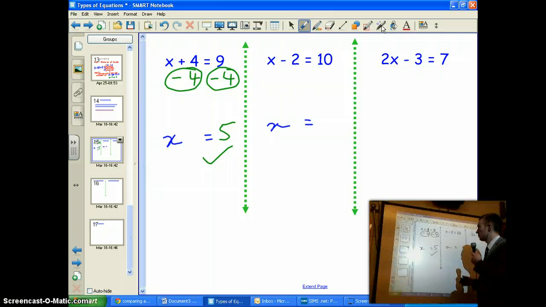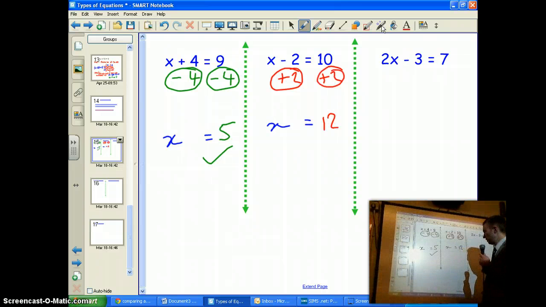I've got to turn that minus 2 into 0. And hopefully you'll realise how to get from minus 2 to 0 is just plus 2. So I'm going to plus 2 there. If I plus 2 on that side, I've got a plus 2 on this side as well. And so I end up with x equals 12. Okay? And that's my answer. And I can double check. 12 take away 2 equals 10. Fantastic.